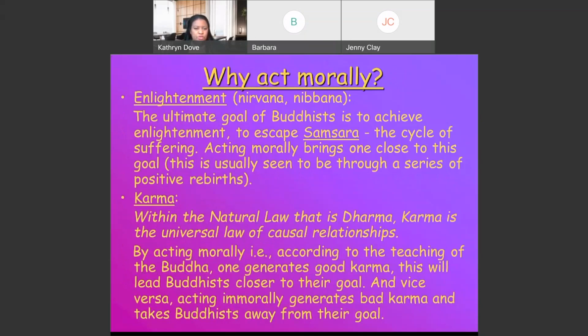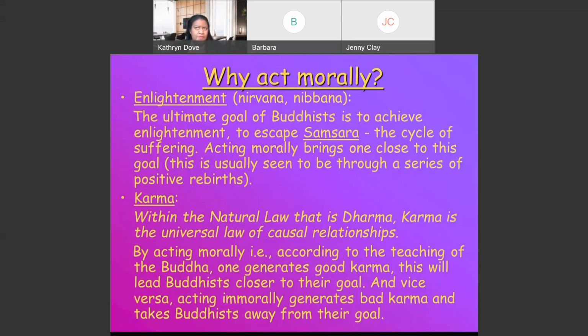Karma is that natural law of universal causal relationships. And it's actually Newton's third law of physics. For every action, there's an equal and opposite reaction. According to Buddha, by acting morally, we generate good karma. And that leads us closer to our goals. By acting immorally, we generate bad karma and it takes us away from our goals. And so that's considered to be a universal law.